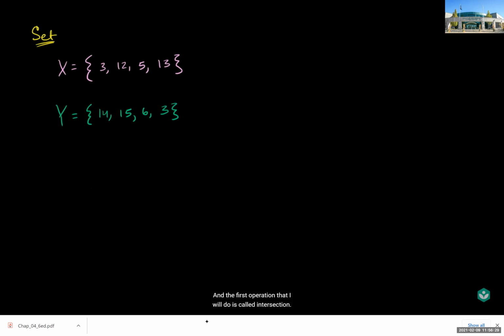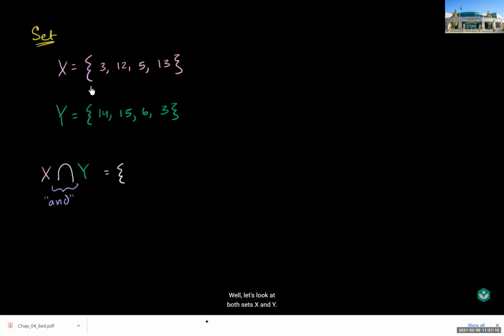And the first operation that I will do is called intersection. And so we would say X intersect Y, the intersection of X and Y. The way that I think about this is that it is going to yield another set that contains the elements that are in both X and Y. So I often view this intersection symbol right here as and. So all of the things that are in X and in Y. So what are those things going to be?